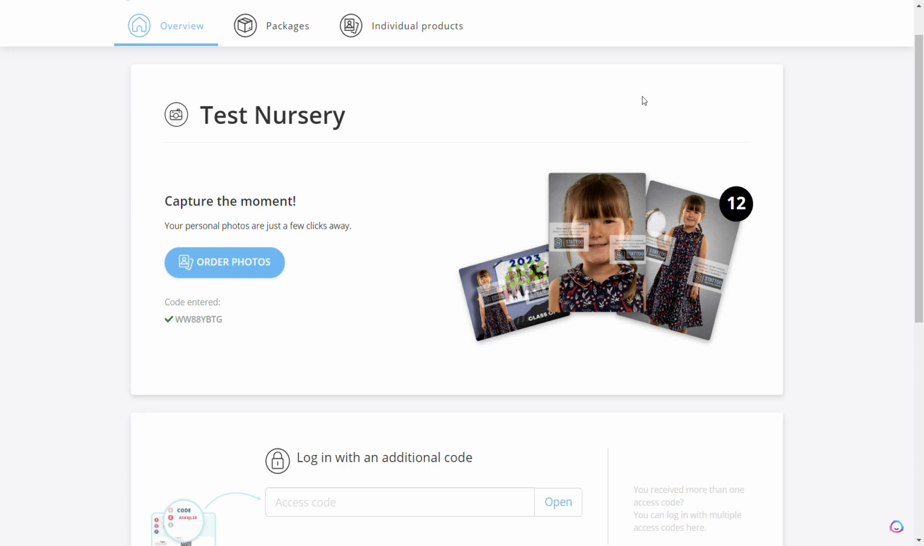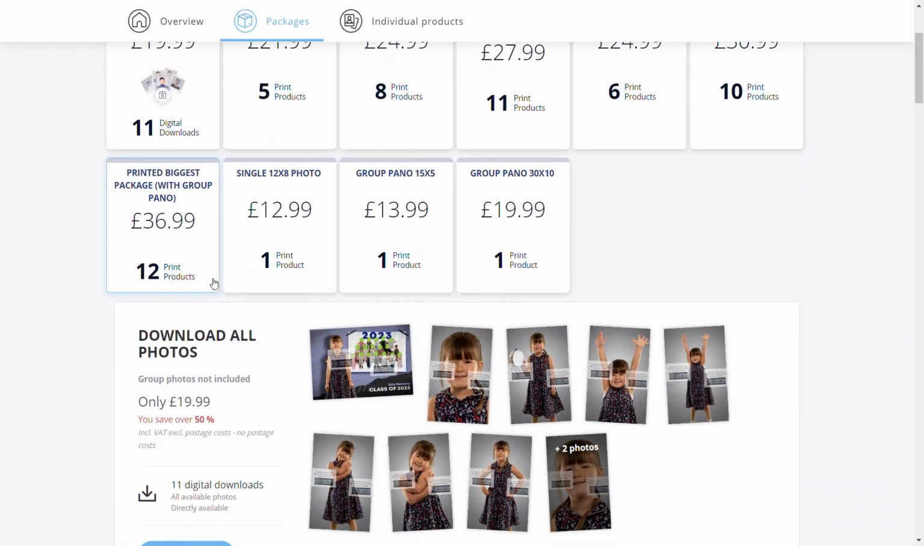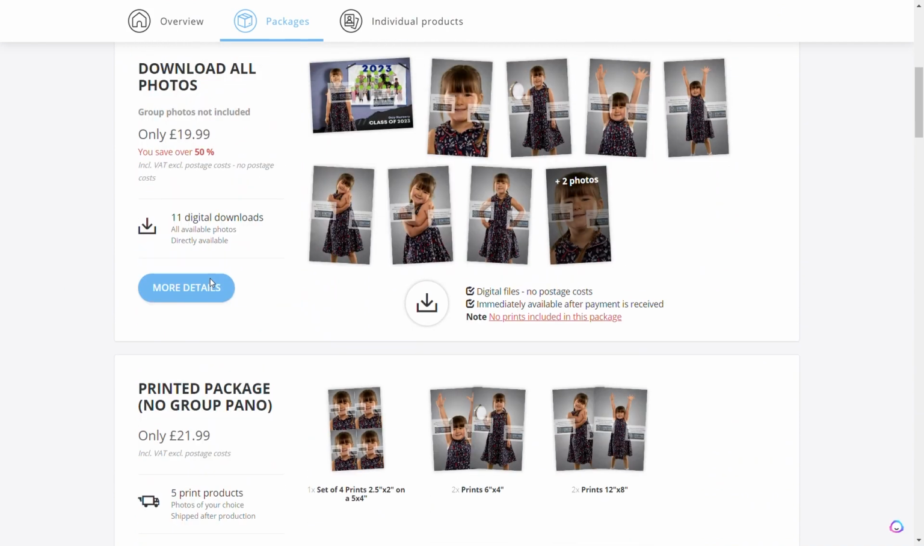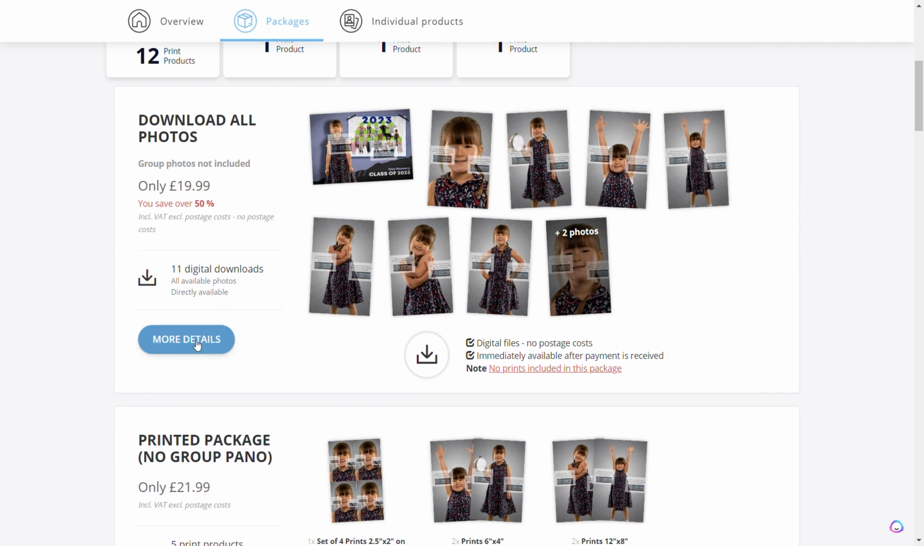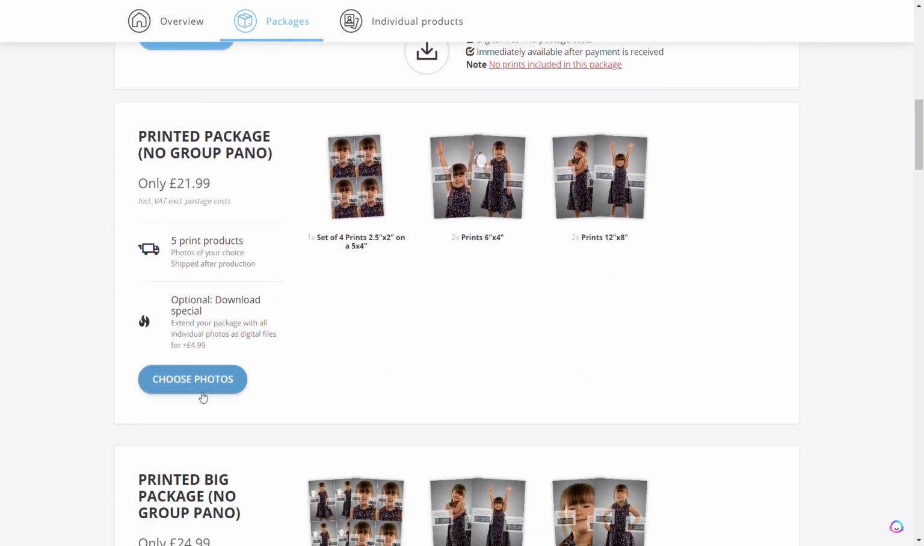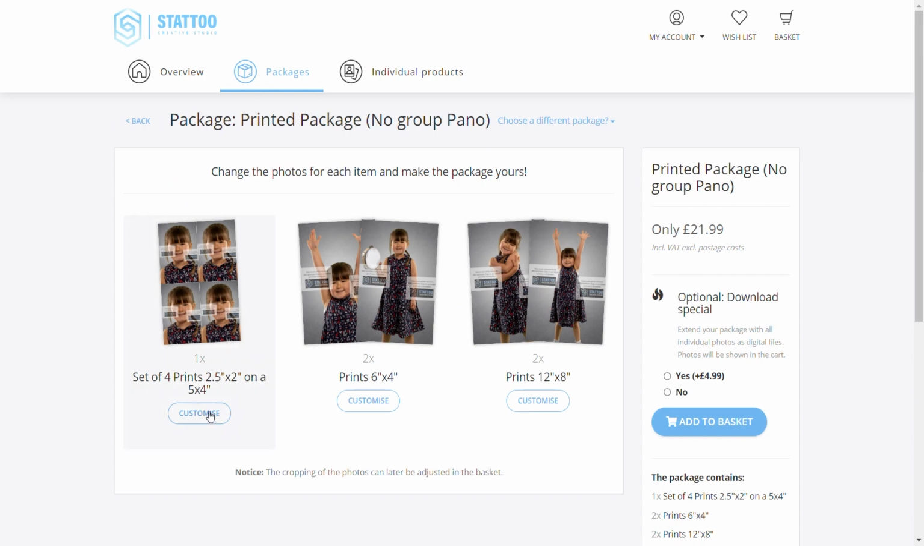Here's a quick example of our online shop, where parents can view their child's photos and purchase one of our digital or printed packages. This means no proof cards for you to hand out or cash for you to collect. It also means parents can purchase more copies at a later date or share the login with loved ones.